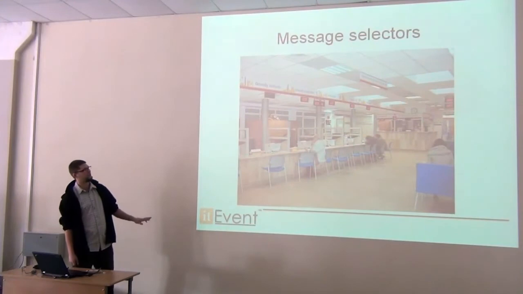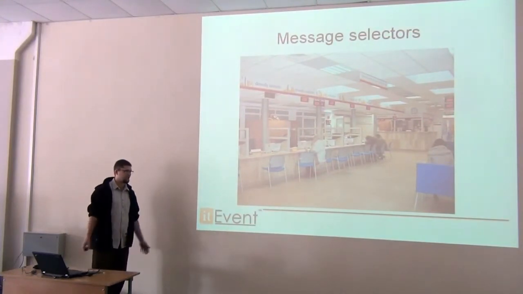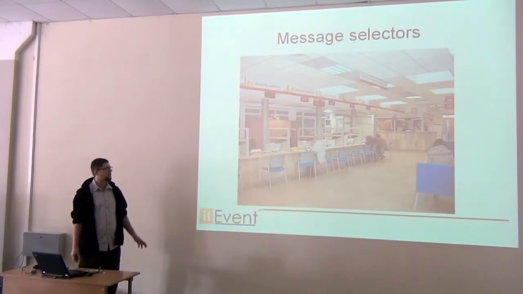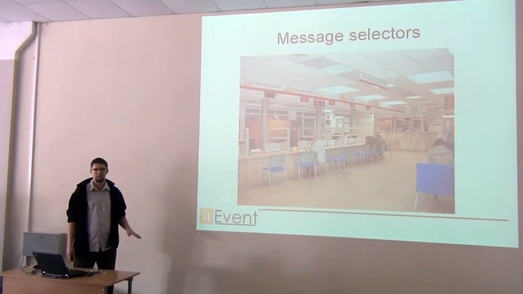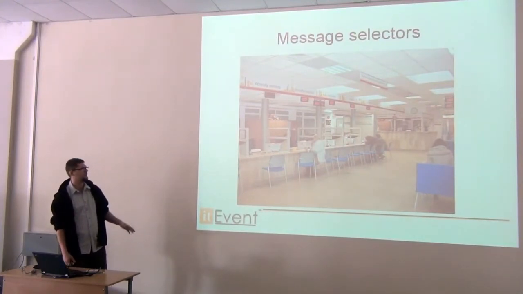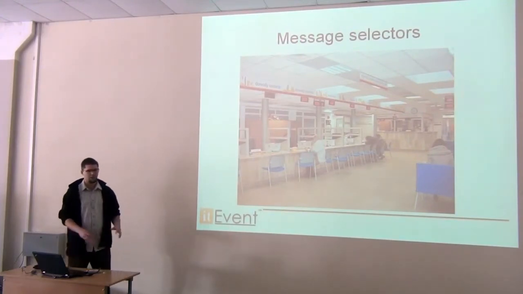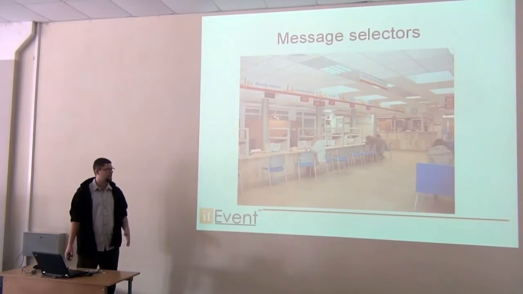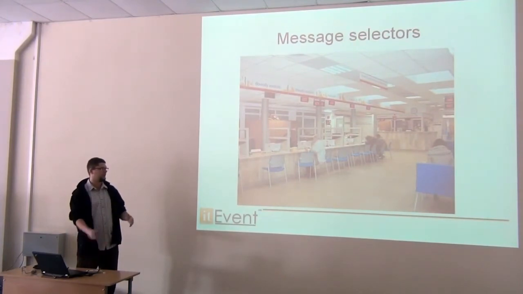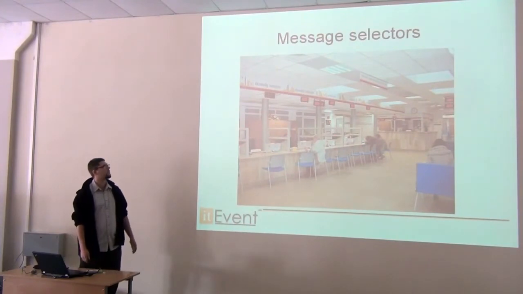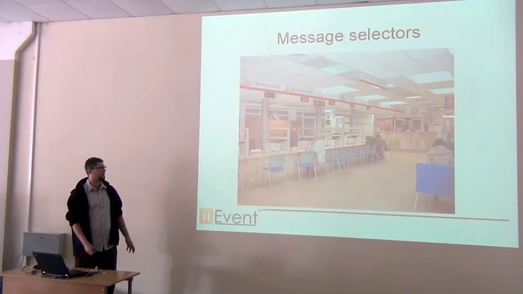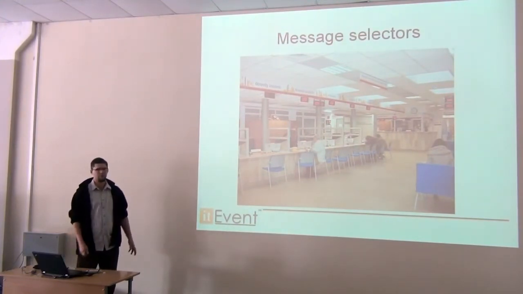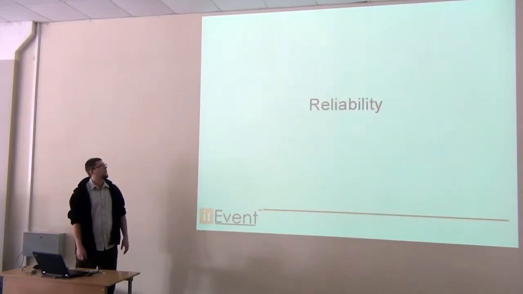So message selectors and the fact that we can have multiple consumers make a typical queue rather a take-a-number system than a queue. Do you know take-a-number systems? You can have one group of consumers handle one group of messages, and another group of consumers handle another type of messages. Just like officials in the office, they are often grouped in groups that are responsible for one or another type of issues. Another key feature of JMS is reliability.